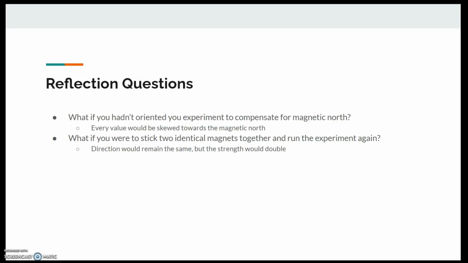What if we were to stick two identical magnets together and run the experiment again? Well, this would just double the power of the magnet. We would assume it's one instead of two, and all the directions would be the same, however, the strength would double.